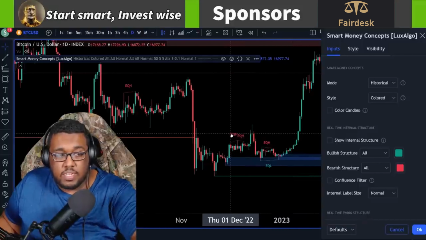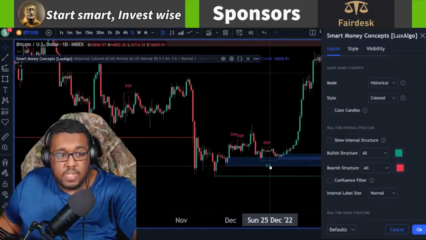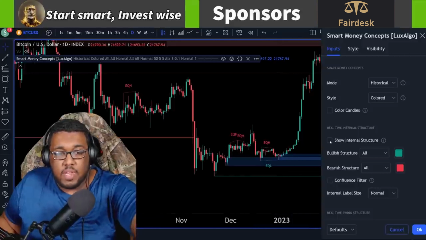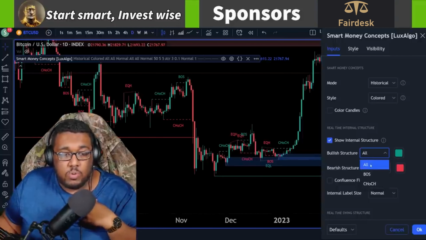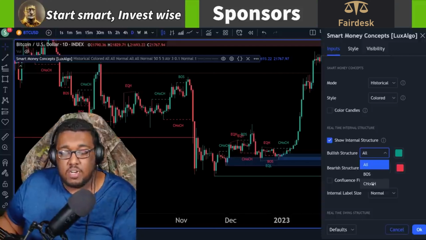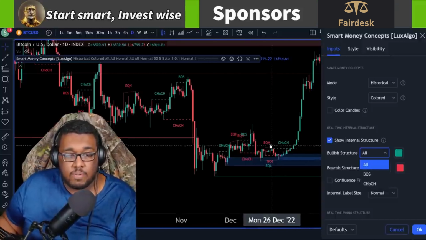All that's left is the equal highs and the equal lows right here. Don't worry about those right now. I'm gonna keep them on and I recommend you guys keep them on as well. If you only wanna see the bullish structures, like just the break of structure, or just the change of character, you can also choose to see only one of them.